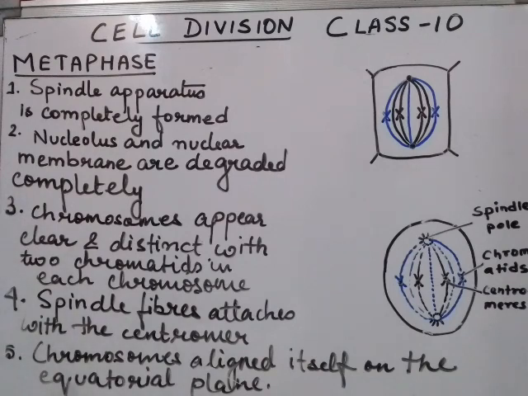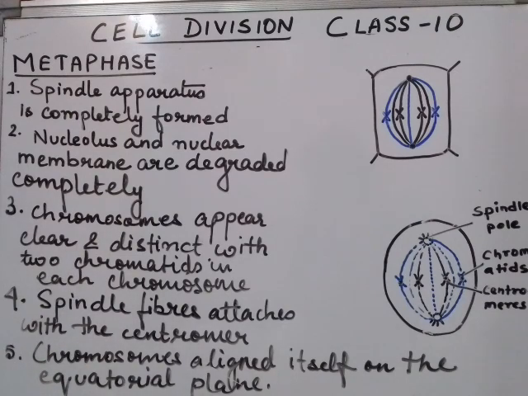Now in this phase we need to know the distinguishing feature, what happens during this phase, and what the different characteristics are, what the formations are, how the chromosomes align themselves, and what the condition of the nucleus and the nuclear membrane is. All the features have to be studied well.